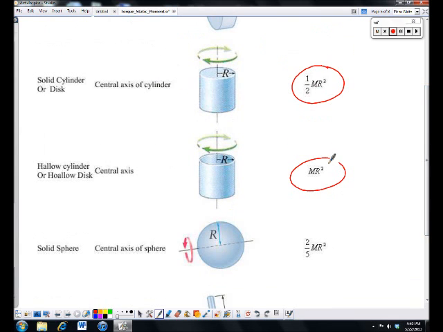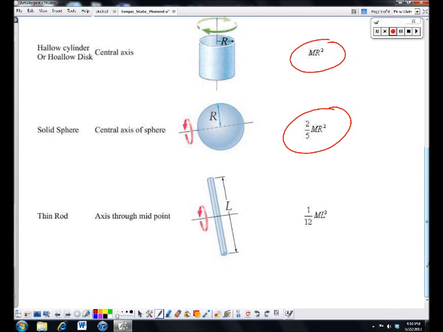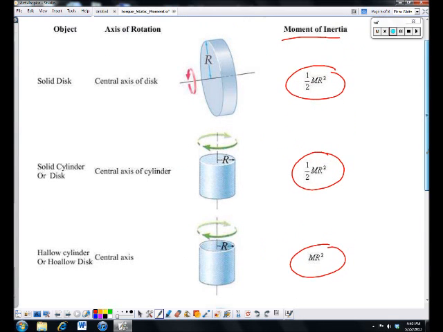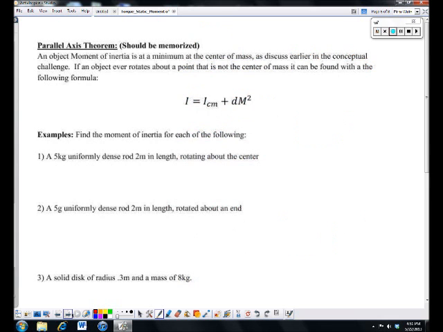Hollow disk means there's no inside. It's a hoop is the way you kind of think of it. Solid sphere. I'll get you the hollow spheres in a bit. Hollow sphere is 4/5 mr squared, but I'll get that one to you guys later. And lastly, the thin rod is 1/12 ml squared. So if I give you one of these shapes and tell you it looks like this, you just need to apply this formula and do it. So again, what is this? These are just known moments of inertia for specific questions.